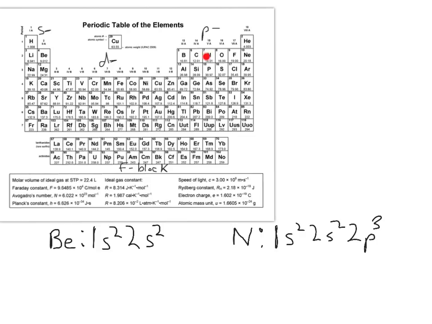Nitrogen's atomic number is 7, so for it to be neutral, it has to have 7 electrons. We count 2, 4, 7 electrons. That's the electron configuration for nitrogen.